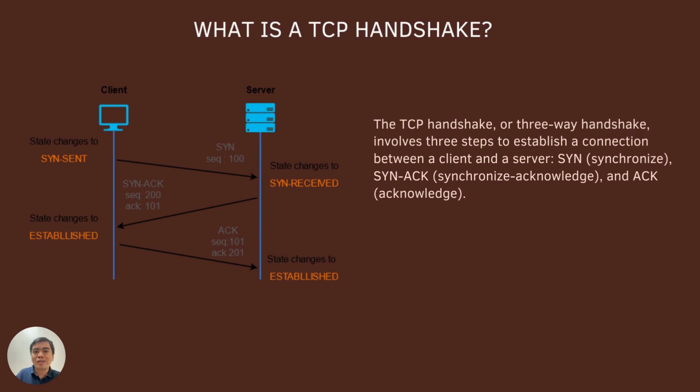How about what is a TCP handshake? So the TCP handshake or three-way handshake involves three steps to establish a connection between a client and a server. You have the SYN, the synchronize, the SYN-ACK or synchronize acknowledge, and ACK or acknowledge.